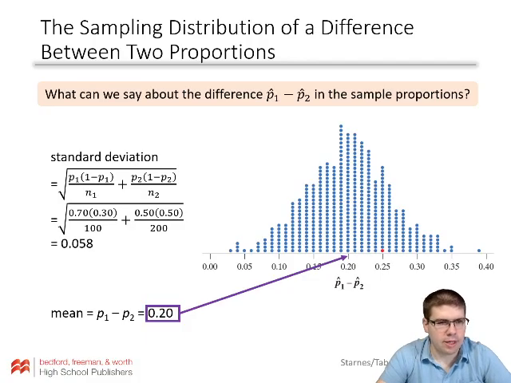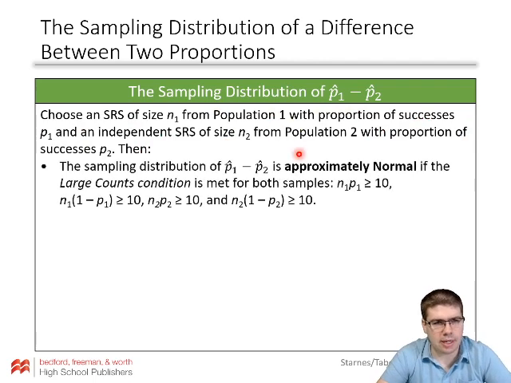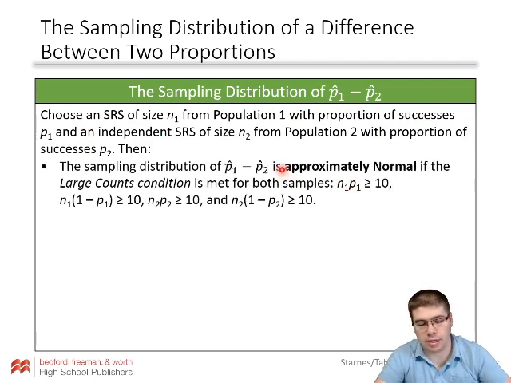So when that formula is applied, we do get this standard deviation. And so now we have a sampling distribution of a difference of p-hats. To summarize, if we choose a simple random sample of size n1 from population 1 with proportion of success p1, and a sample of size n2 from population 2, the sampling distribution will be approximately normal. So we can cover that, the shape.